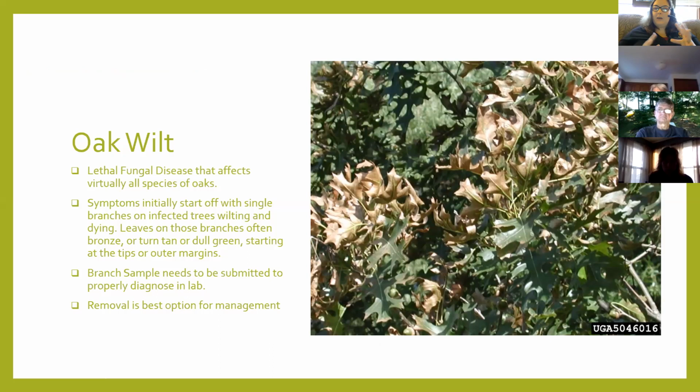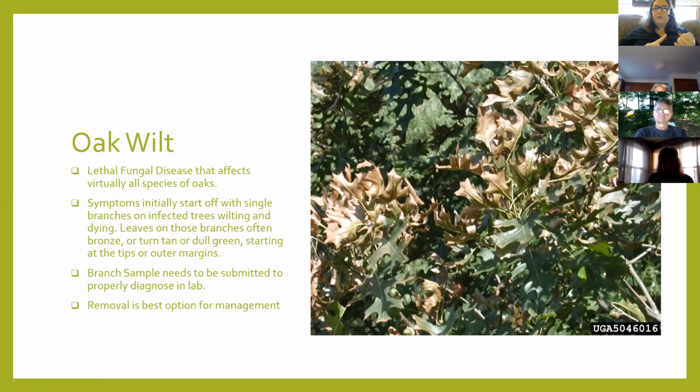And then the leaves on that branch will often have a bronze color or turn tan or dull green starting at the tips or the outer margins. So instead of starting at the center of the plant or center of the leaf, it'll start on the outside and work its way in. This is one where a branch sample needs to be submitted to a lab for proper diagnosis, just because with that discoloration of the leaves, it could be a couple other things. So just making sure you have proper diagnosis, because honestly, the best option for this is removal.